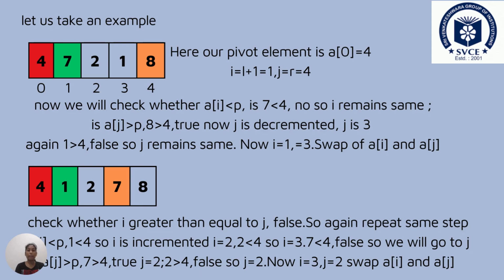A of J greater than P. 7 is greater than 4. It's true. So J will be decremented to 2. Now, 2 is greater than 4? It's false. So J remains as 2. Now, I is equal to 3. J is equal to 2. Now, we will swap.